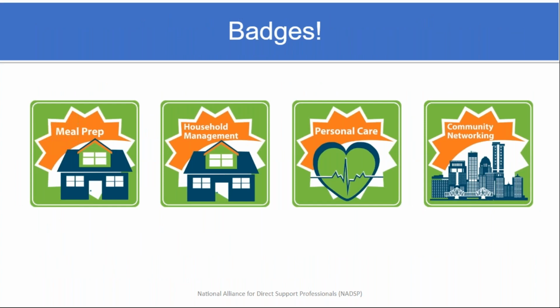All right, and kind of to wrap this up, of course, we have badges in the NADSP eBadge Academy that are related to community living. The first two there, meal prep and household management, have that little house icon, and that is to designate that they are associated with a skill statement from the CMS core competency of community living skills and supports. And again, what we're looking for with those badges is not a DSP doing things for someone.